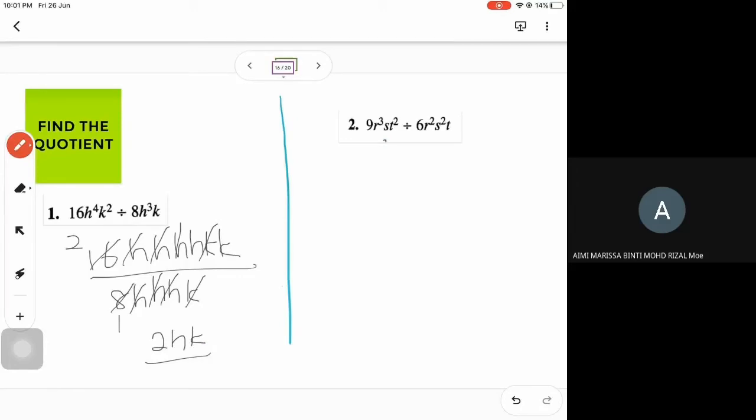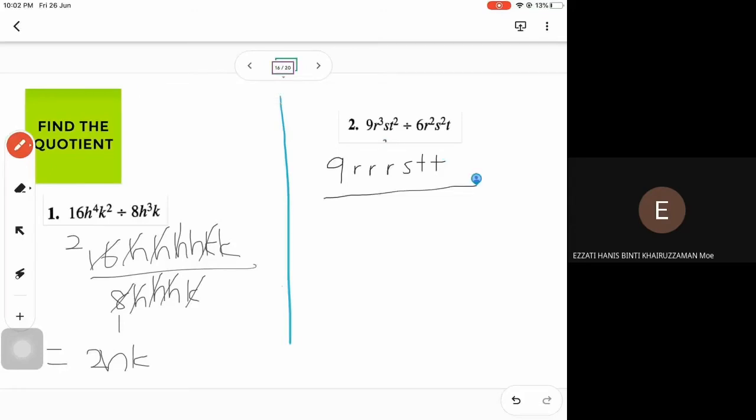Anis, you want to say something? Anis, but Izzati. So, I did number 1. I did it in the expanded form. So 16 h to the power of 4, so I write 16 h h h h. Then k to the power of 2, so I wrote k k. And then over 8 h to the power of 3, so I write h h h. And then k, only k. So I simplify it. The ones that are the same I cancel. And 16 and 8 can be simplified, so I simplify it. So the last answer I get is 2hk. Ah, okay, correct. Okay, thank you, Izzati.